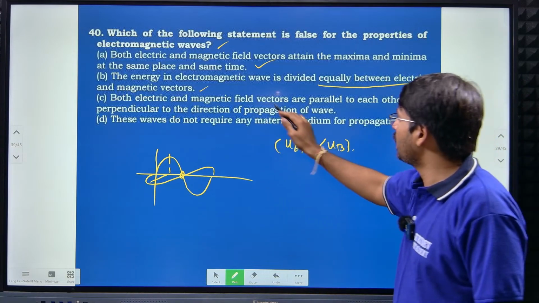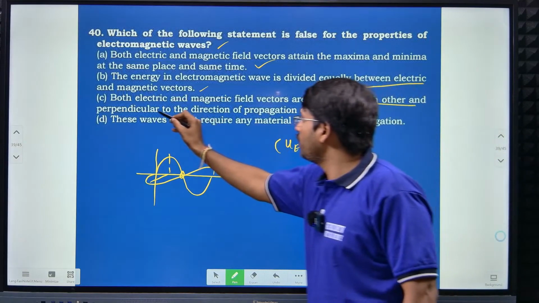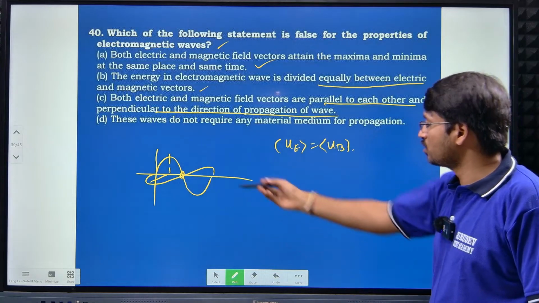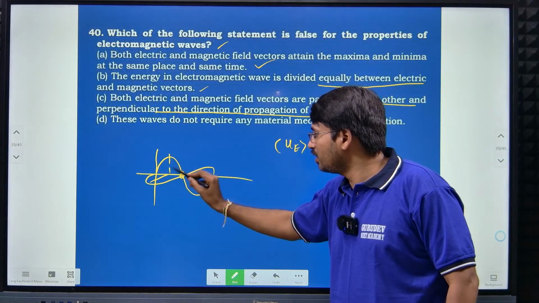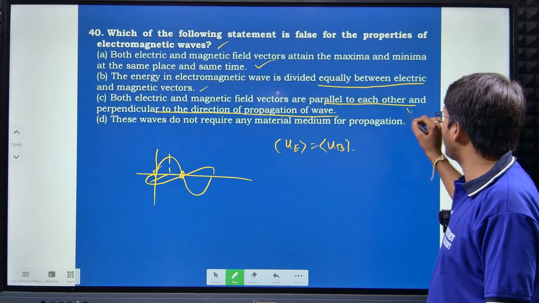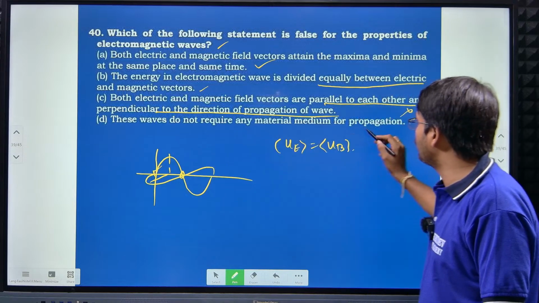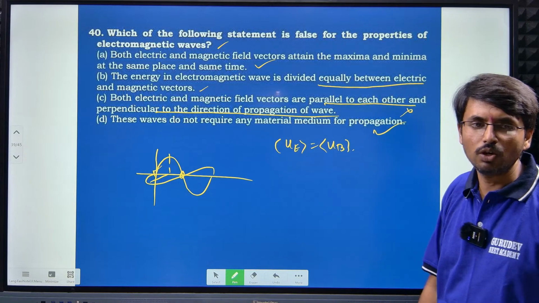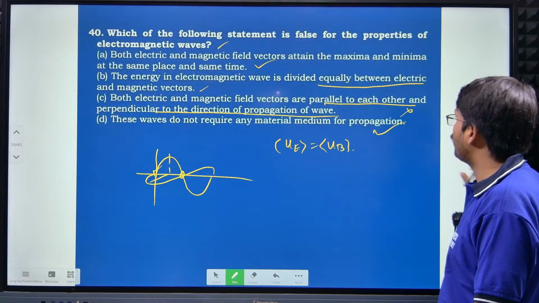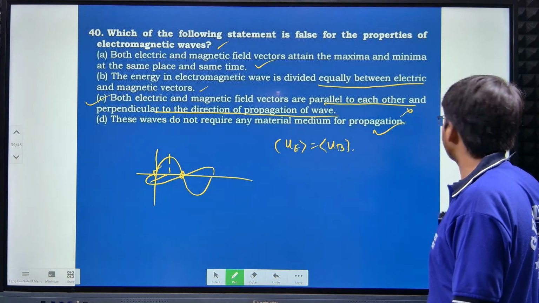Next, both electric and magnetic field vectors are parallel to each other and perpendicular to the direction of propagation. Just now I have drawn this. What is the angle between these two waves? That is 90 degrees. So it cannot be parallel, it is always perpendicular, therefore it is wrong. These waves do not require any material medium for propagation, so that is also correct. Fine. So the right answer is option C, that is the wrong statement.